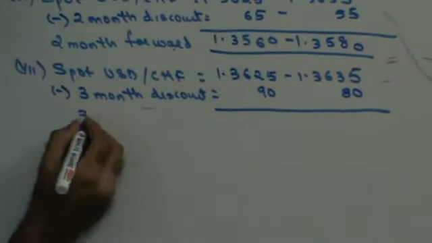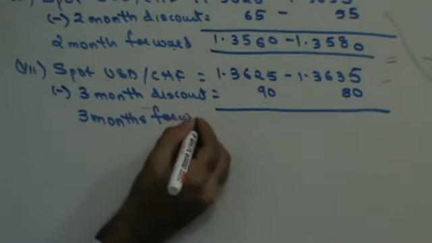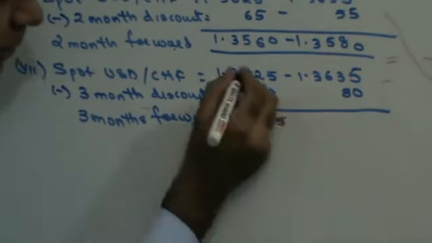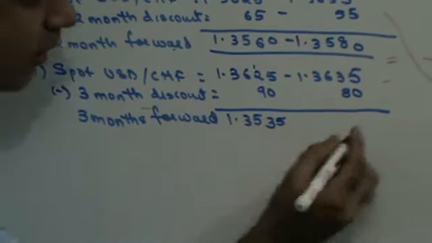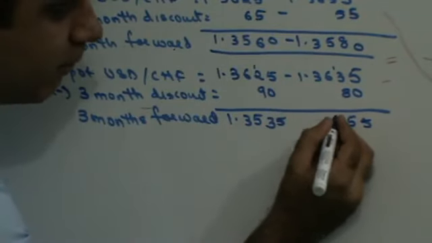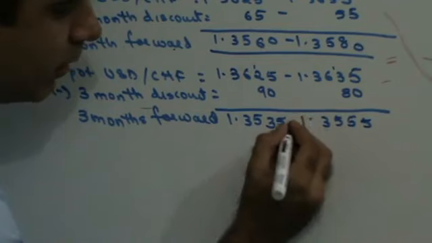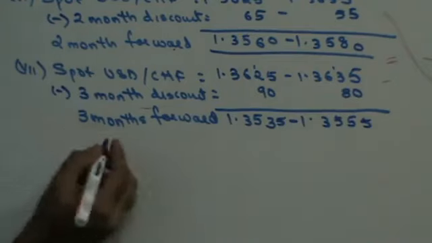So my 3 months forward is going to be 1.3535 and 1.3555. That's my 3 month forward.